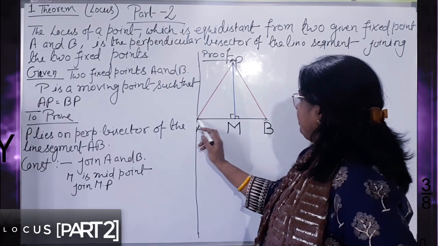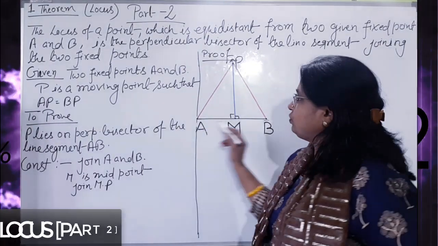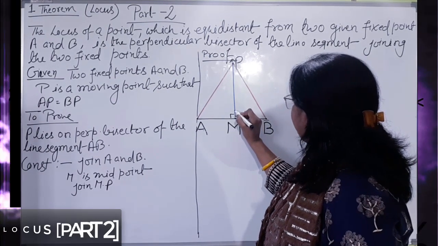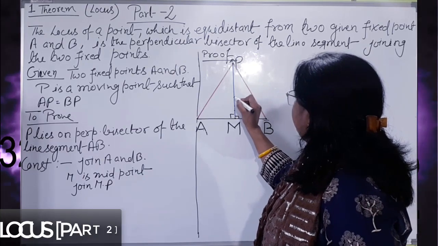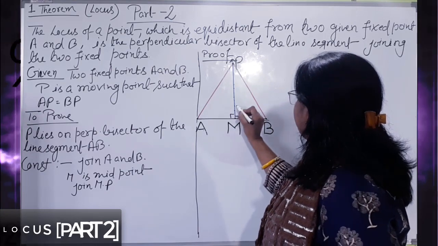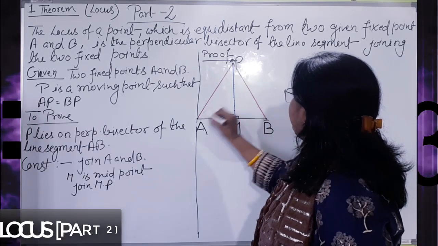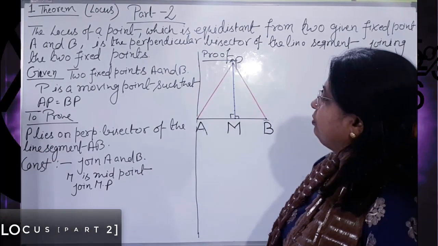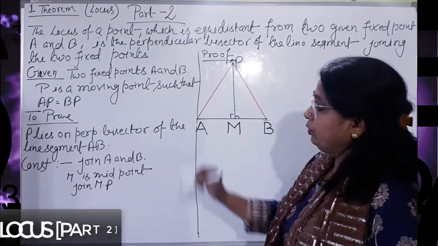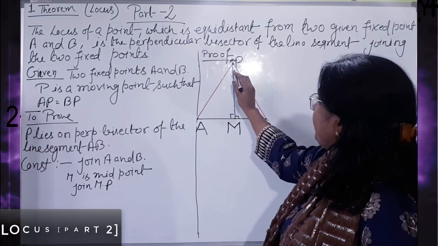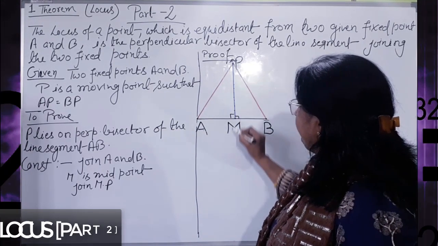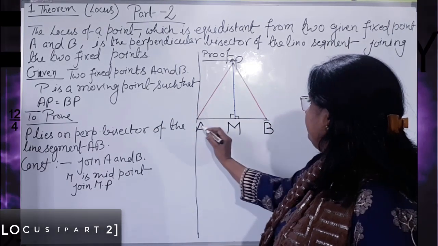Two fixed points A and B are given. P is a moving point such that on its path each and every point is equidistant from A and B. It is given: P is a moving point such that AP is equal to PB. Now to prove: P lies on the perpendicular bisector of the line segment AB.